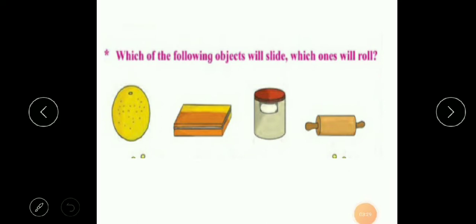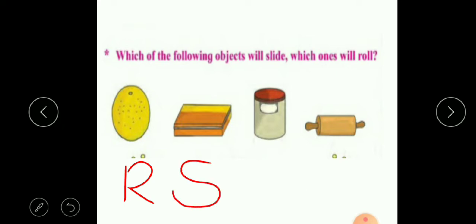So, see this first object. This is round in shape and we know that round object will roll. So, here I am writing R for rolling. See the next figure. The shape of this is cuboid. Base is flat and we know that flat object will slide. So, this object will also slide. So, I am writing S here.